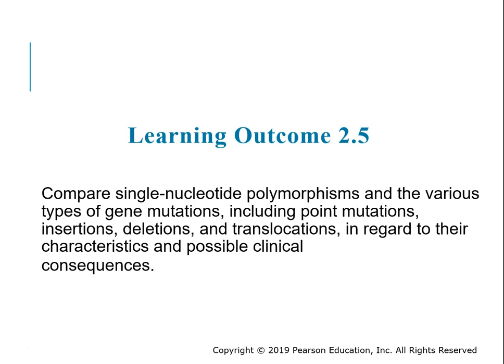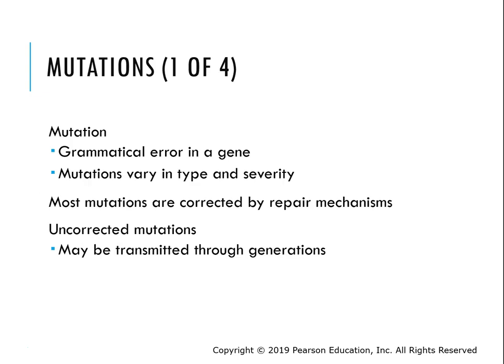To compare single nucleotide polymorphisms and the various types of gene mutations, including point mutations, insertions, deletions, translocations, in regard to their characteristics and possible clinical consequences. So again, we're not exhaustively investigating all of these things, but we're going to talk a little bit about some of these different types of mutations and essentially, being able to identify what they are. And possibly, again, like it says here, what types of diseases these types of mutations can lead to. And again, just giving you some examples, right? We're, again, not going to go through every single genetic disease by any means.